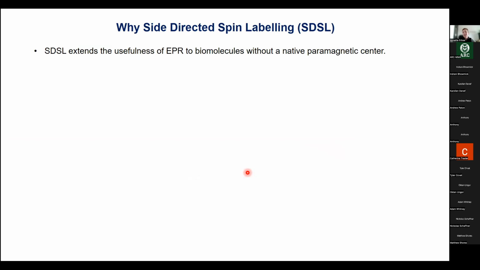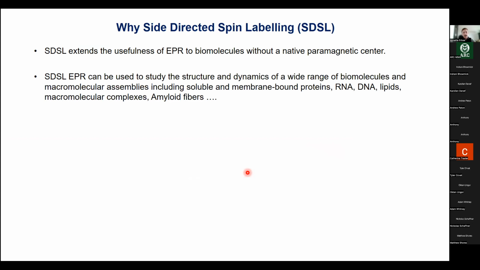So why site-directed spin labeling? Well, you can actually use it without having a native paramagnetic center, and you can use it on absolutely all kinds of biomolecules. It works on soluble proteins, well-folded proteins, but also intrinsically disordered proteins, molten globule structures. It works on membrane proteins. It works on membrane proteins associated into artificial membranes, even in their own native membrane. So this is pretty good.